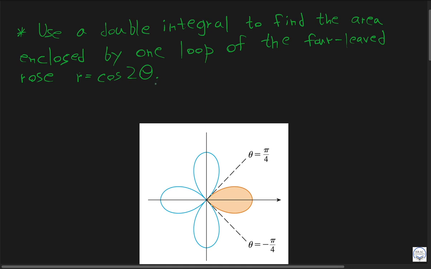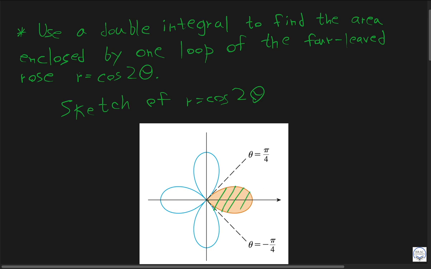Use the double integral to find the area enclosed by one loop of the four-leaved rose r equals cos 2 theta. So we'll start by sketching how the four-leaved rose looks. So, sketch of r equals cos 2 theta. Now here what we're interested in is to find the area under one loop.